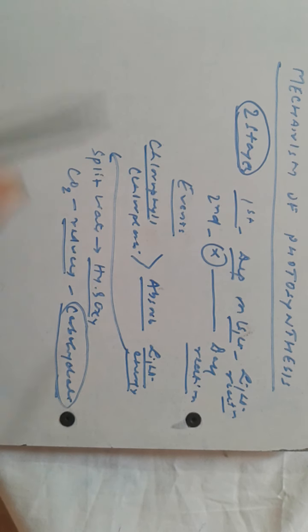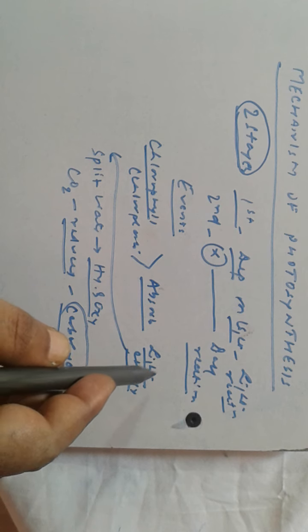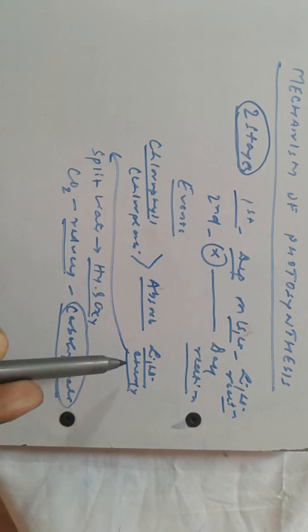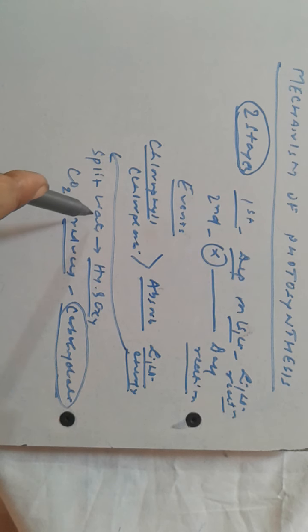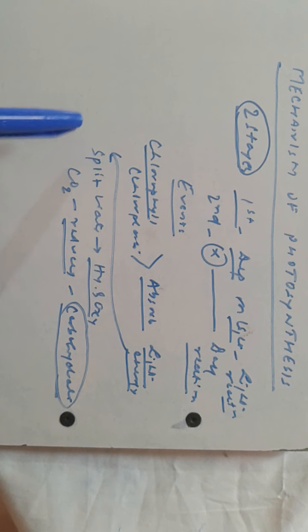The chlorophyll present in chloroplast absorbs the sunlight energy which comes from the sun, and this light energy is used to split water into hydrogen and oxygen. And the last one, what happens? CO2 is reduced into carbohydrate. During this process, light energy gets converted into chemical energy. So when the water is split using light energy, it converts into chemical energy. Finally, CO2 is reduced to carbohydrates.